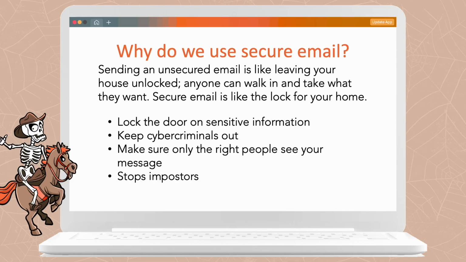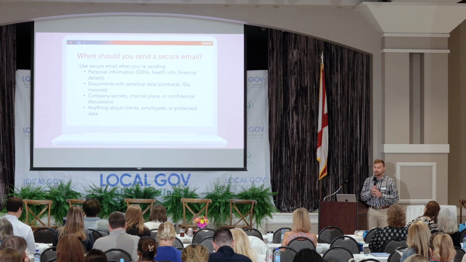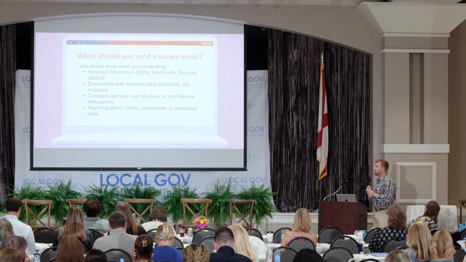So I wanted to go over first, why do we use secure email in the first place? Sending an unsecured email is like leaving your house unlocked. Anyone can walk in and take whatever they want. Secure email is putting encryption on that email, which is basically a lock. So a lock on your house, a lock on your email. So lock the door on sensitive information, keep cyber criminals out, make sure the right person sees your message, and then stop imposters.